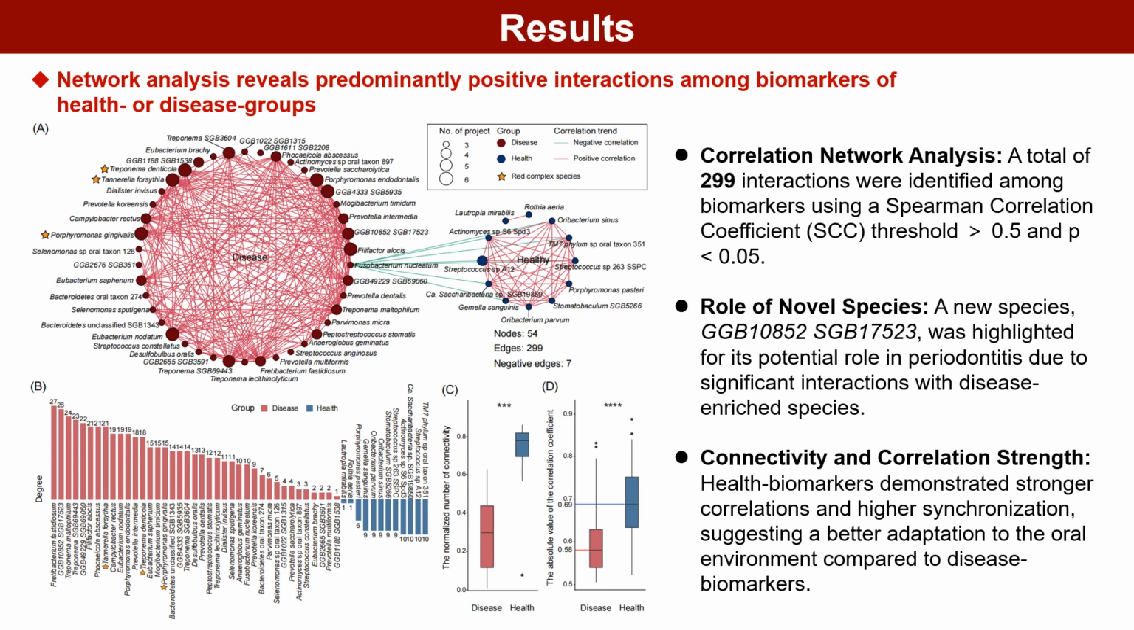A total of 299 interaction relationships were identified between the 54 biomarkers using Spearman correlation coefficient absolute values greater than 0.5 and p-values less than 0.05. And we observed important correlations of the new species in the network. Figure C and D box plots show that health enrichment biomarkers showed stronger correlation and higher synchrony, indicating healthy enriched species have better adaptation in the oral environment compared to disease biomarkers.